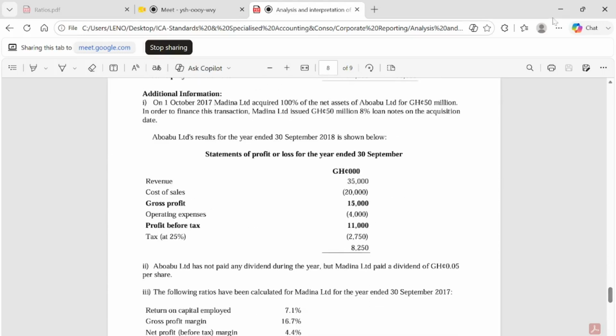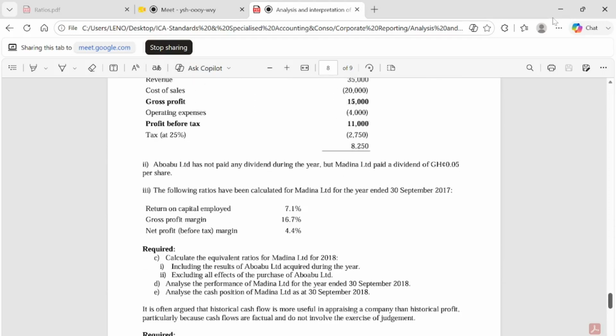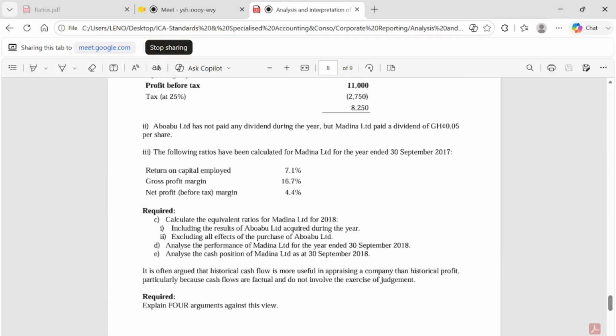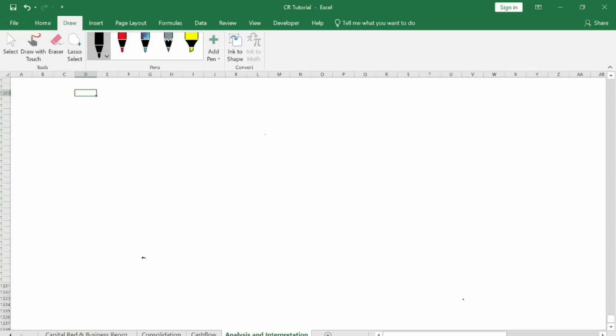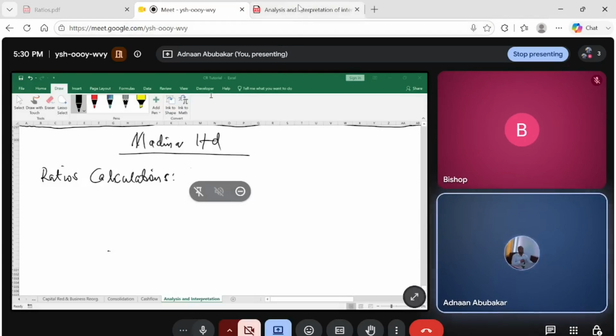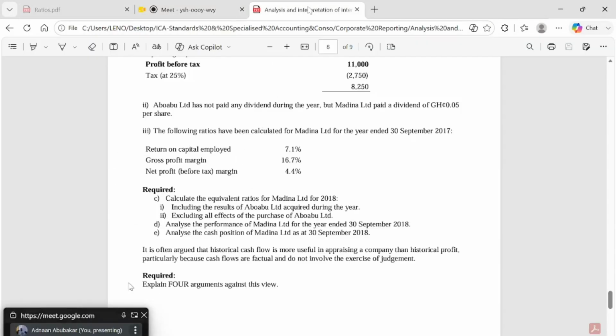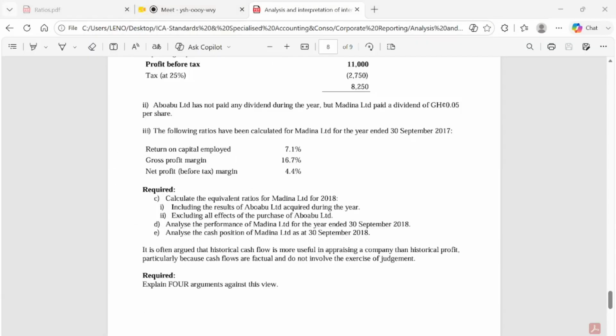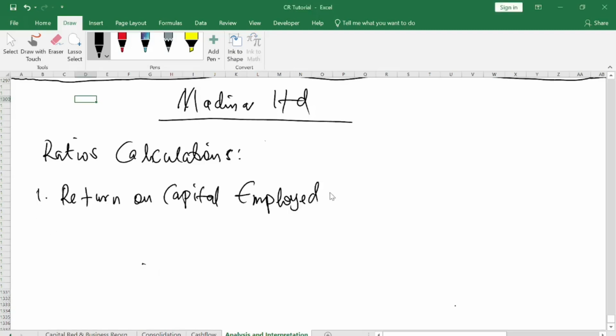So here, how do you do it? We say including the results of Abuabu Limited acquired during the year, right? So here, what do you do? Yes, I can see the box. The company name is Madina Limited. You are coming to do the calculation, right? So here you have your ratios. The first one, they said we should use the already calculated ratios. The first one is ROCE, return on capital employed.